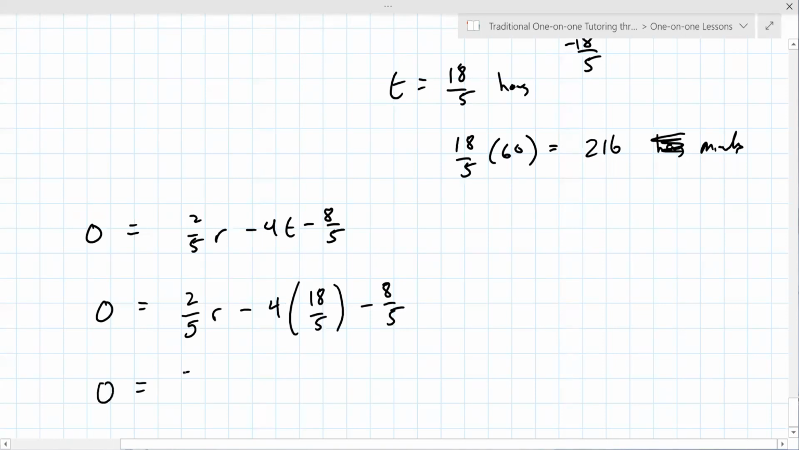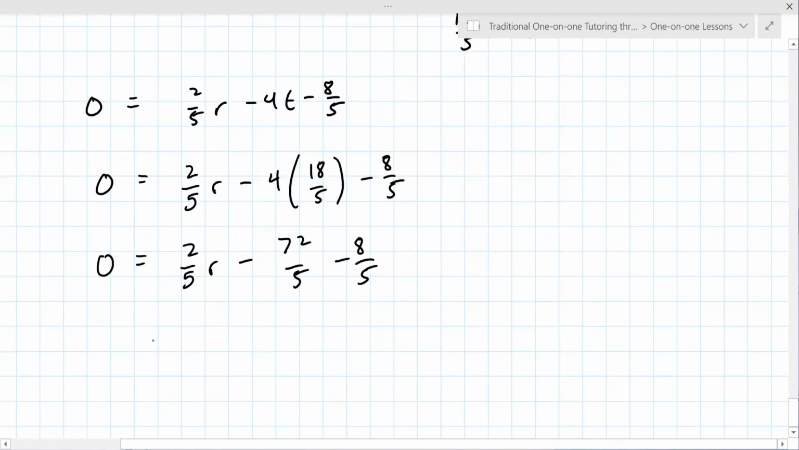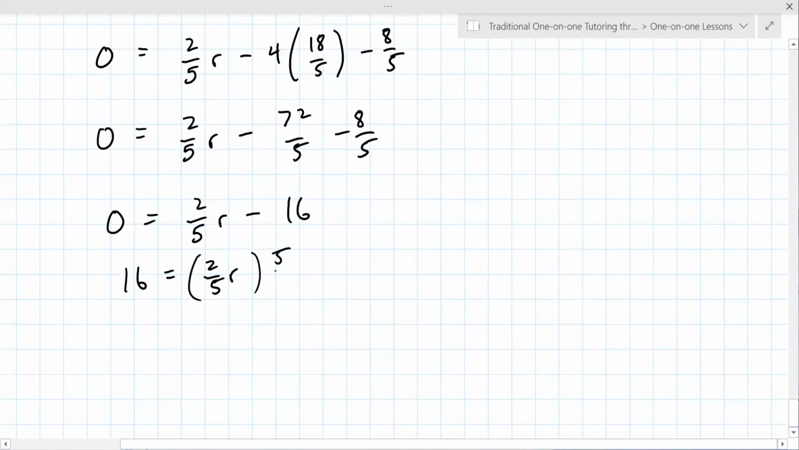So we have 0 equals 2/5 R minus 72/5 minus 8/5. So that becomes minus 80/5 or minus 16. 0 equals 2/5 R minus 16. Move the 16 over, 2/5 R, and then you multiply both sides by 5/2. Okay, 5/2, half of that's 8, so it becomes 40. Your rate is 40 miles per hour.